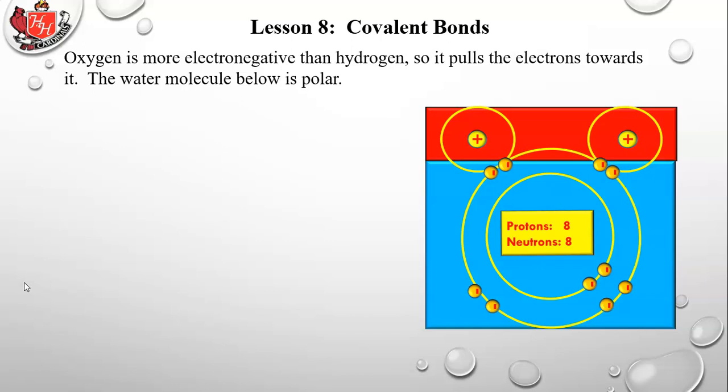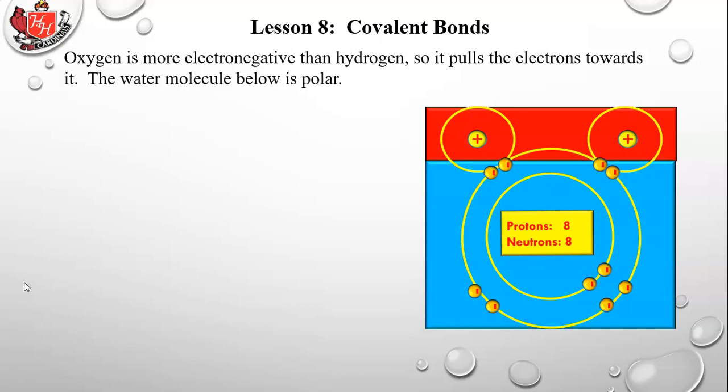If you go down to the blue, you have the nucleus of the oxygen. That has 8 protons. But what you'll notice is down in the blue is you have 10 electrons. You just count the electrons there. There's 10 electrons down there. So in the blue you have 10 electrons and only 8 protons. So the blue part is more negatively charged. So overall the molecule is electrically neutral. There's 10 electrons and 10 protons.